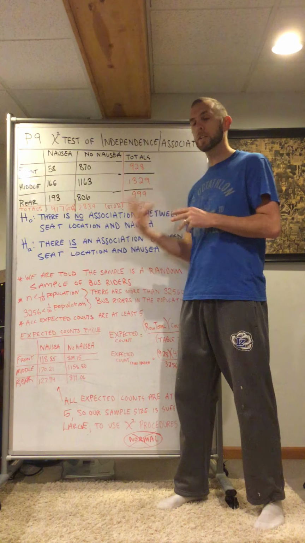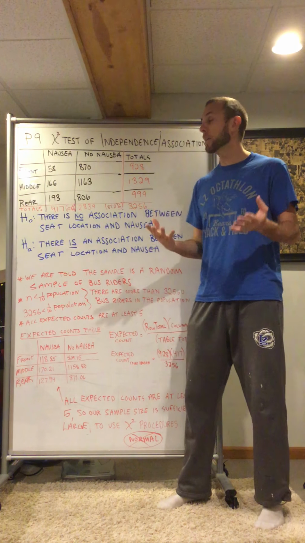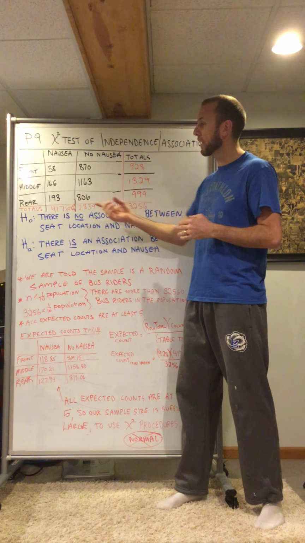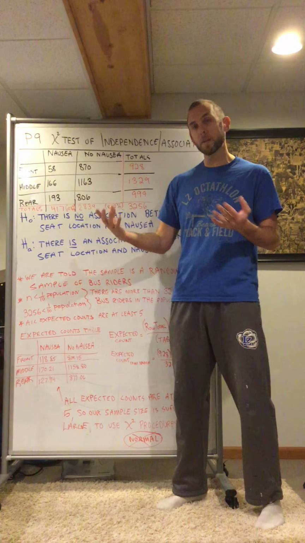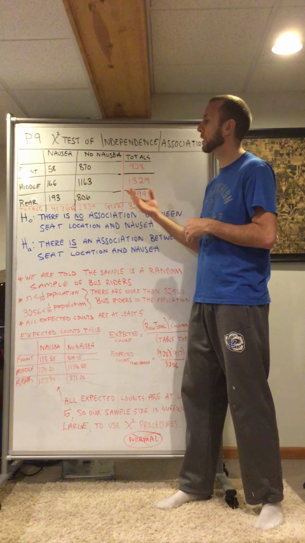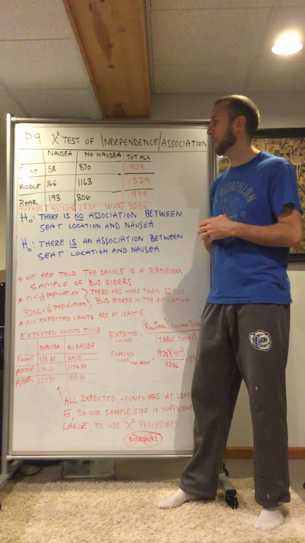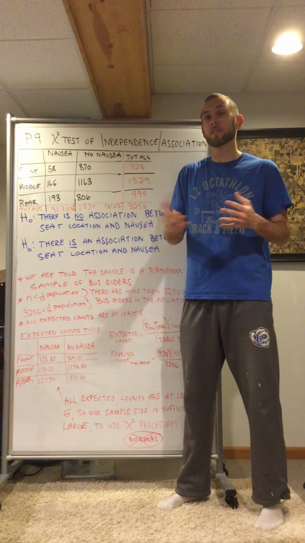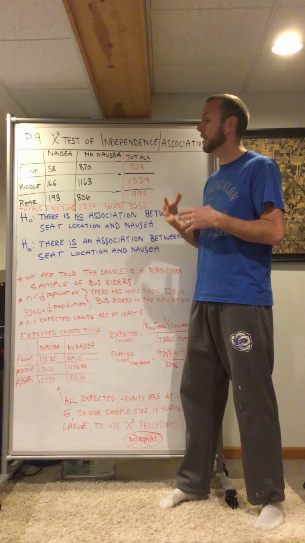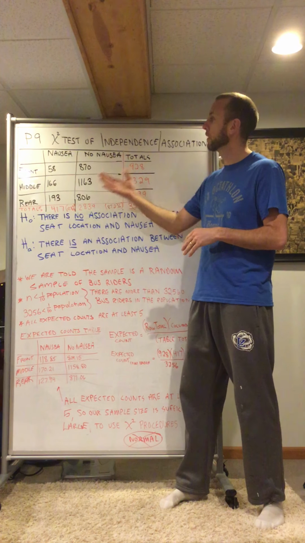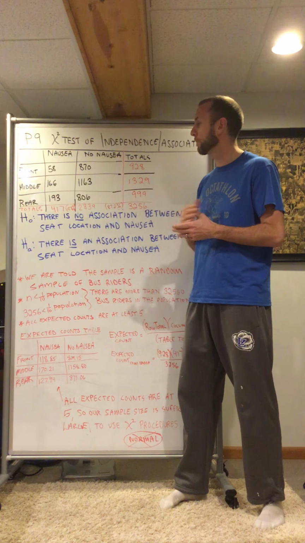So we have two different variables, and we are testing whether these two variables are associated in any way. Just based on my knowledge of riding on a bus, I would suspect that those people sitting in the rear would be more likely to experience nausea than those sitting in the front or the middle. But that's what the test is for. We're testing to see if there is actually an association between location and nausea.